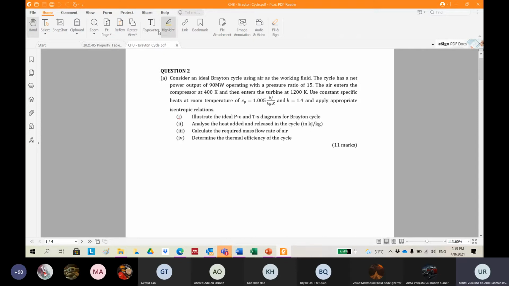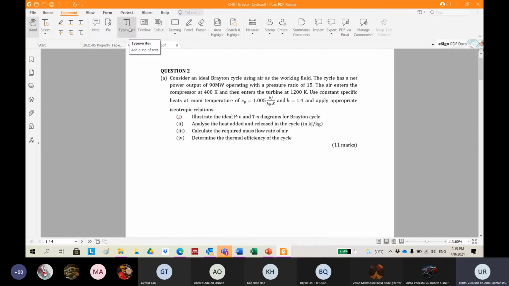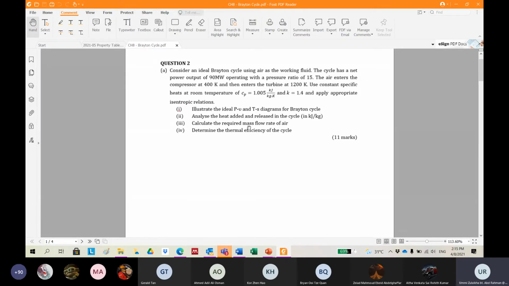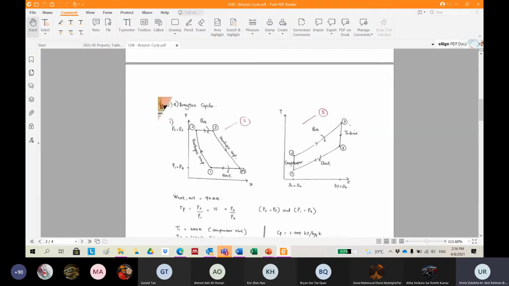This is a very guided question, because normally this mass flow rate question is guided. So you need to read the question properly. If I ask you to find the heat in kilowatt, then definitely the mass flow rate is required before you can get it. Okay, so let's look at the solution.